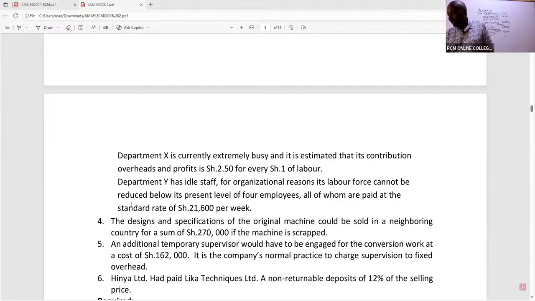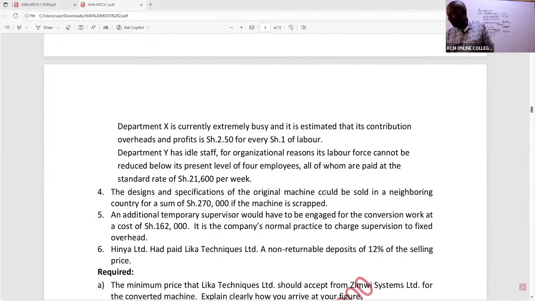Number 4, the designs and specifications of the original machine could be sold in a neighboring country for a sum of 270,000 if the machine is scrapped. Let me see, ladies and gentlemen, how you'll handle that 270,000. Designs and specifications.